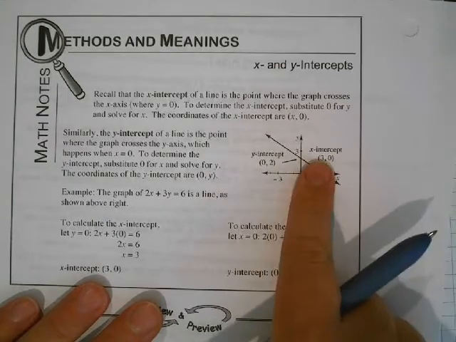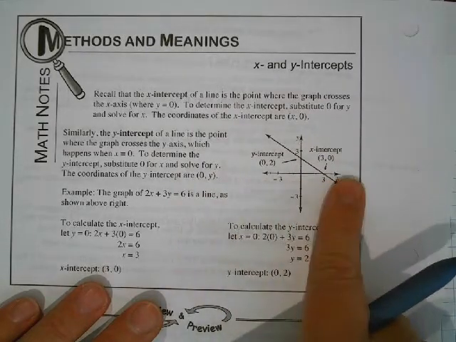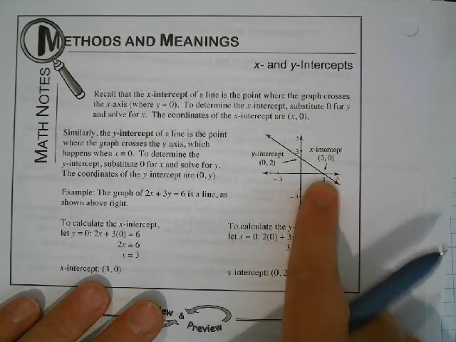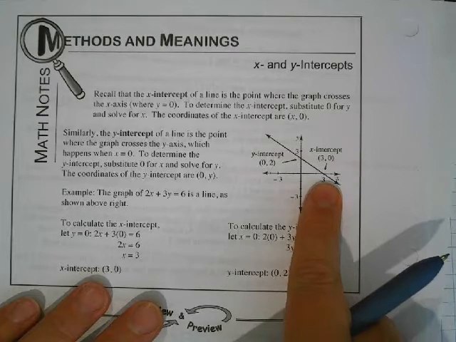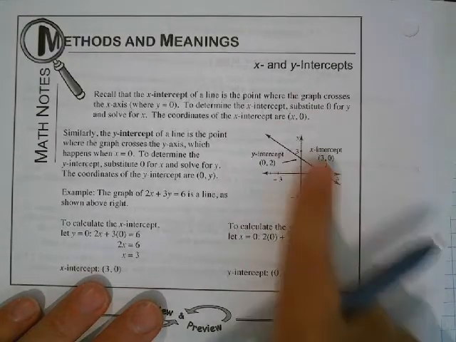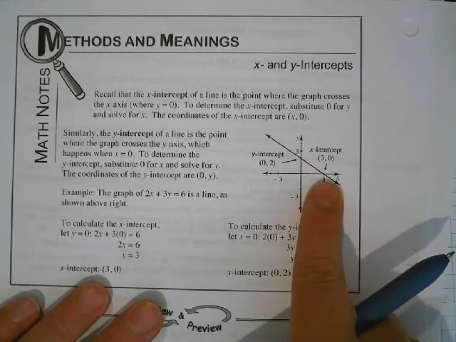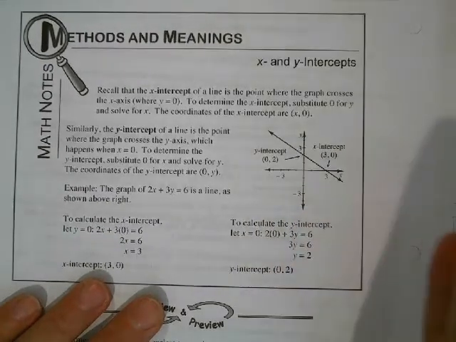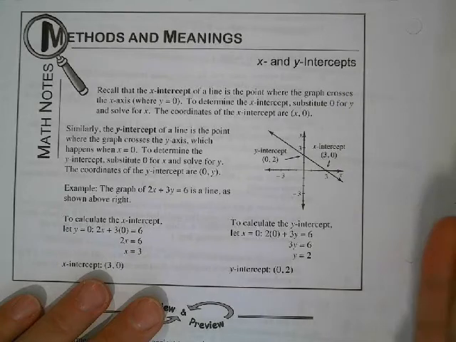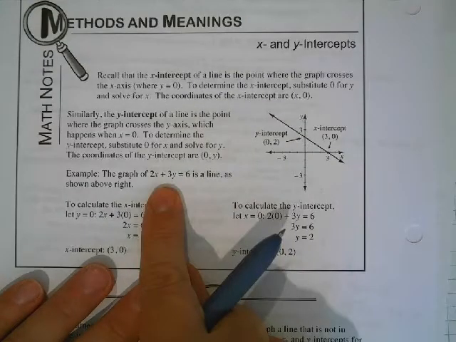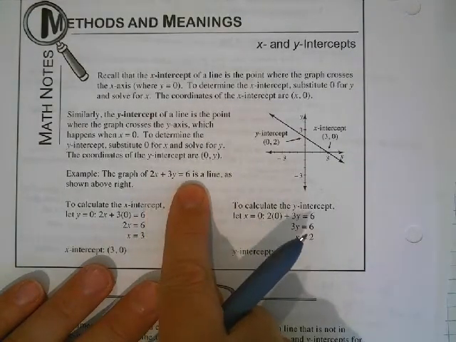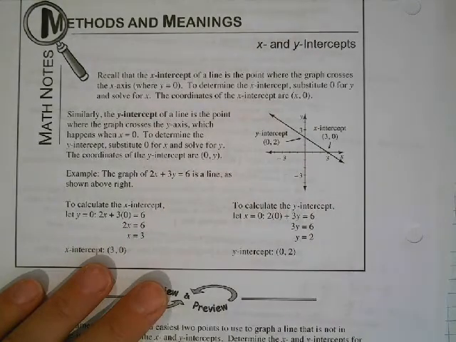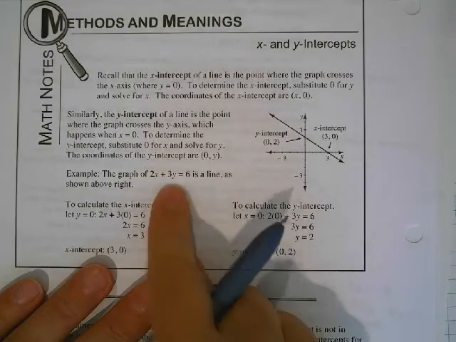For an x-intercept, we're looking for it where it crosses the x-axis. So here we've got this, and notice that the y-coordinate is 0, because anytime we cross the x-axis, the y value would be 0. Okay, we can actually use that to solve without looking at graphs. So here's an equation, 2x plus 3y equals 6. This is called standard form. It's kind of like slope-intercept form, just written in a different way.